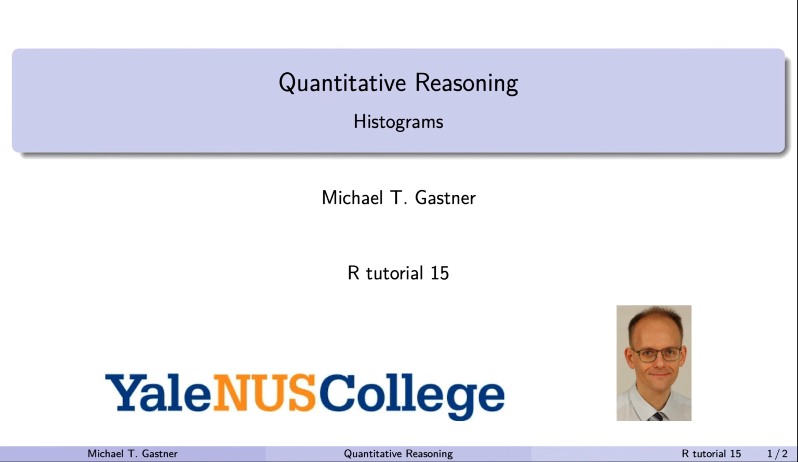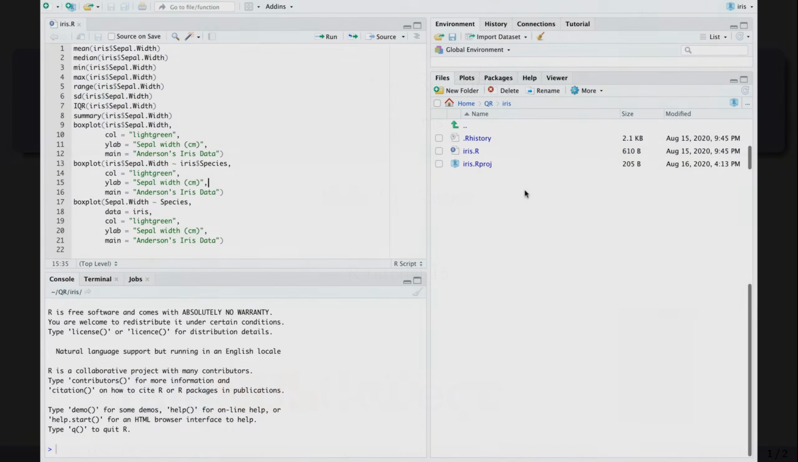Welcome back to quantitative reasoning. Last time we learned how to make box plots, a visual way to summarize quantitative data. In this tutorial we learn how to make histograms, which display more detailed information about the distribution than box plots. We're going to use the data in the pre-installed iris data frame again.